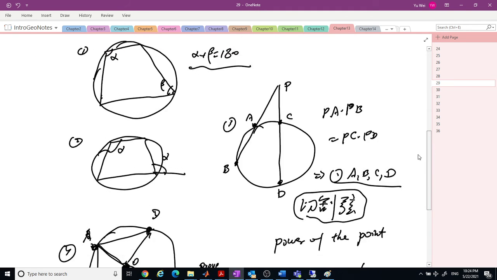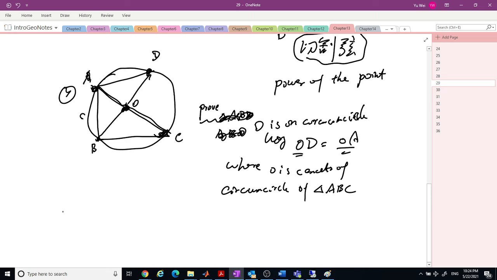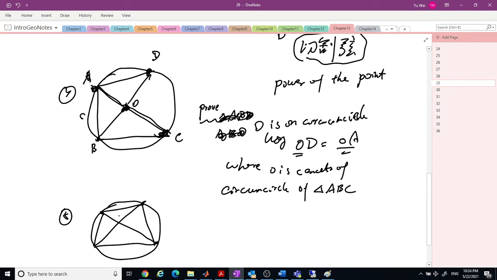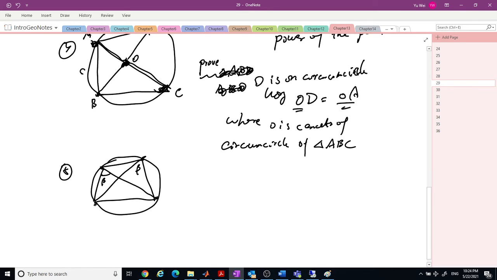Okay, so here are some ways to prove concyclic. There is the third one, the fifth one. Okay, so on a circle, angles are beta and beta, so they are all spanned by the arc with the 2 beta. This is A, B, C, D. If you can prove that these 2 angles spanned by the same arc are the same, you can also prove A, B, C, D are concyclic.